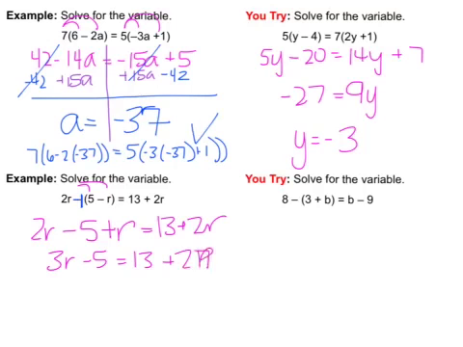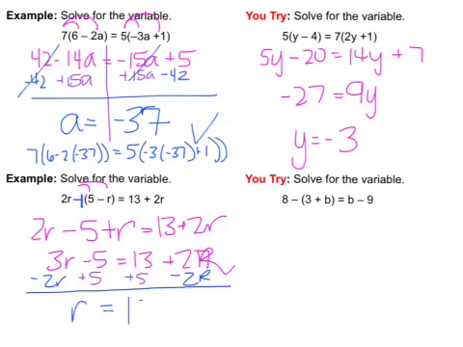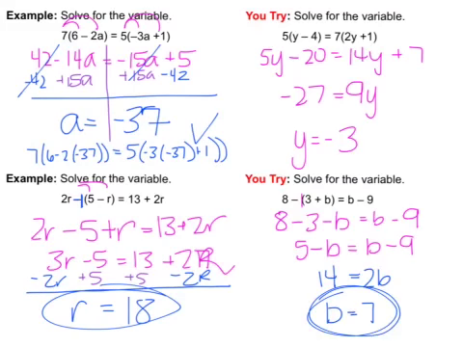And then what you're going to do, just like before, get variables on one side and get your constants on the other. And we're left with a nice r equals 18. Plug in your answer and double check. Go ahead and do the you try on your own. And if you tried out the problem and checked your answer, you should see that b equals 7.